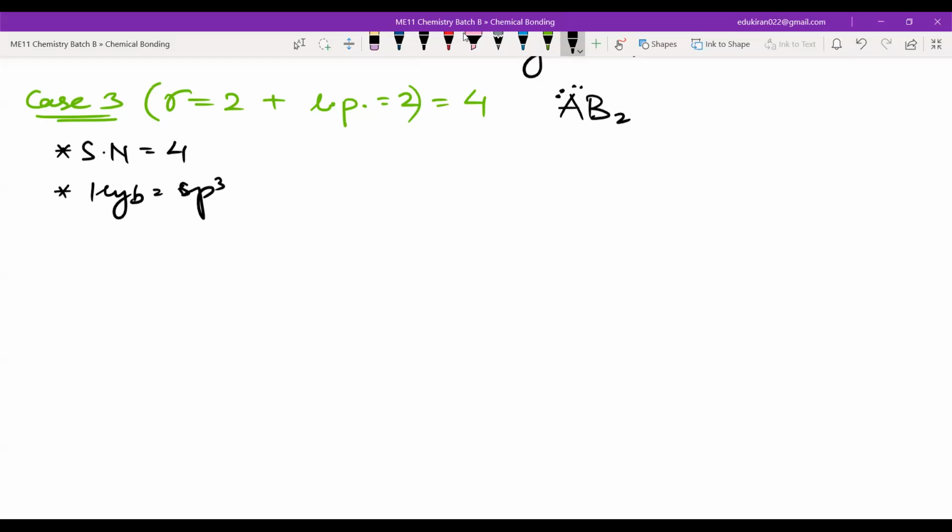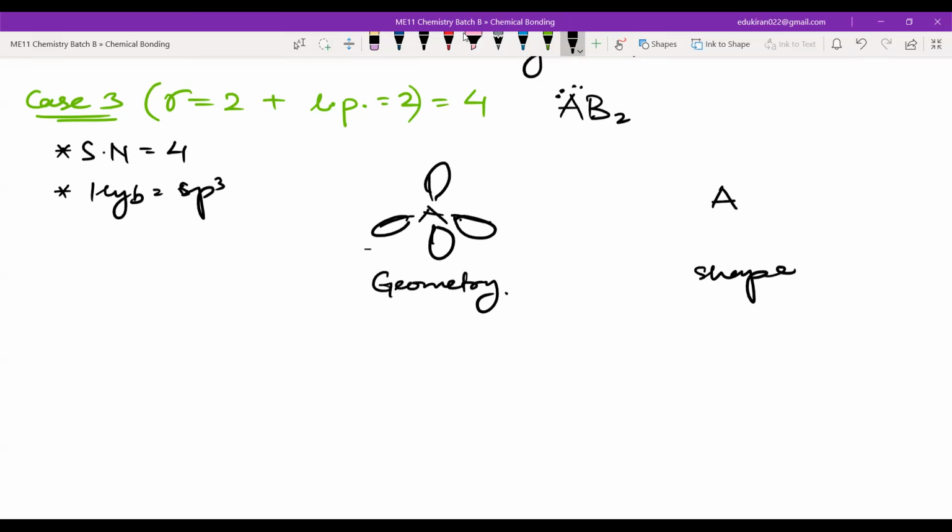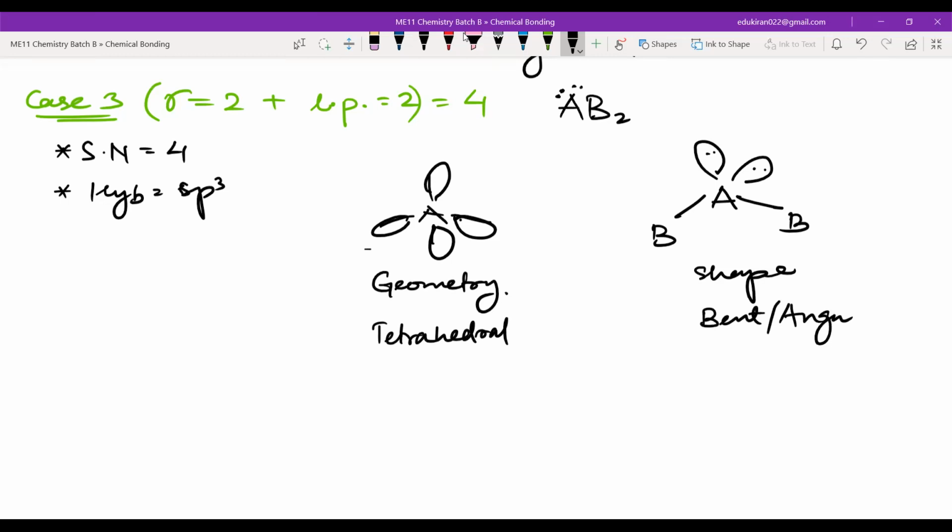So what I will be doing here, I will first draw the geometry. The geometry will be A. So this is the geometry. You can also draw the hybrid orbitals like this. But when I look at the shape, it will be A, and there will be only 2 bonds like this, and there will be 2 lone pairs like this. So obviously this geometry is tetrahedral, but the shape is bent, or some books write it as angular.